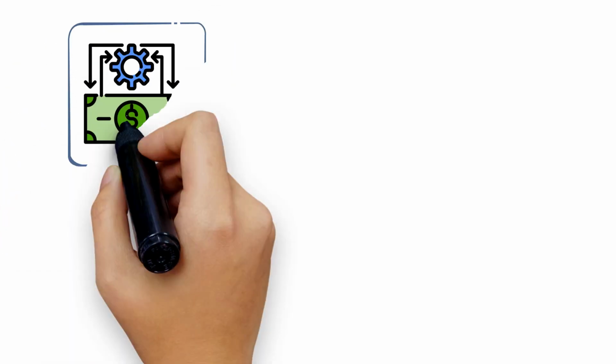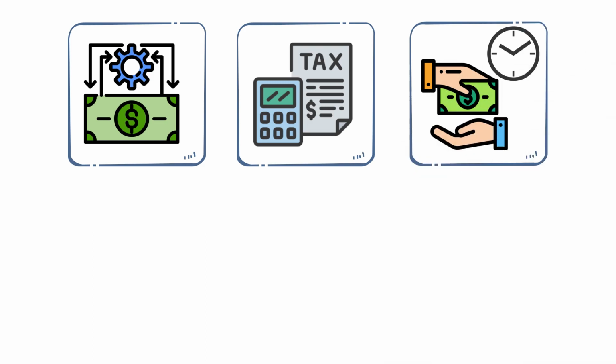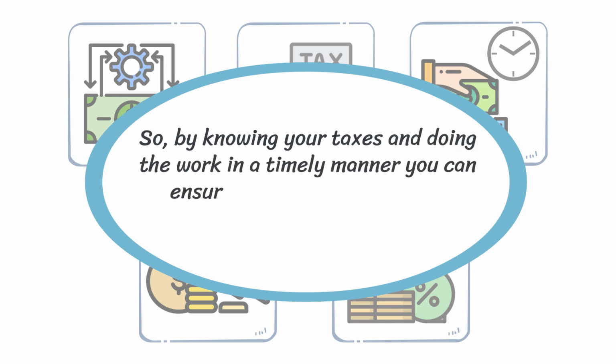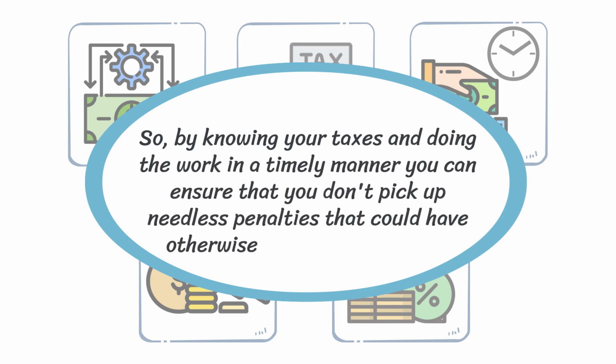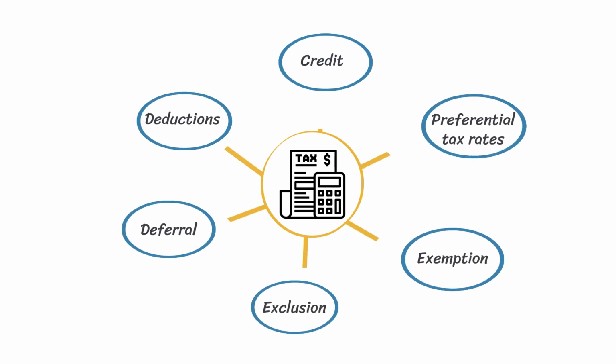The best way to manage your money when it comes to tax liabilities is to ensure that you accurately calculate your tax contributions and pay them on time, because if you don't, there are normally penalties and interest charges. So by knowing your taxes and doing the work in a timely manner, you can ensure that you don't pick up needless penalties that could have otherwise been easily avoided. When it comes to making those calculations, there are a number of approaches you can take to limit your exposure to tax and ensure that you don't overpay.